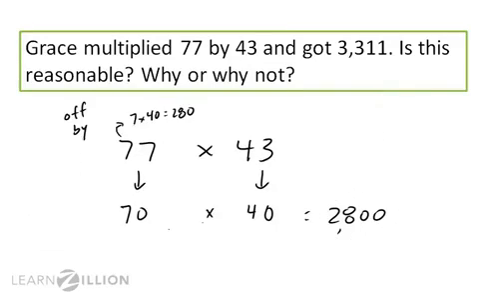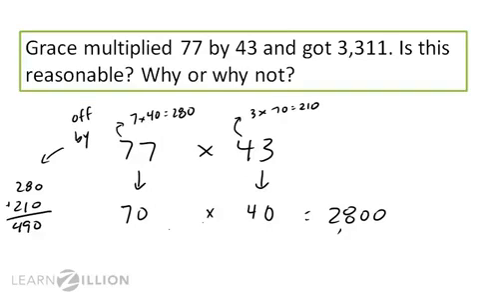Well, 70 was off from 77 by 7. That difference of 7 multiplied by the 40, the other factor, gives us 280 that we were off by. 40 was off from 43 by 3. The difference of 3 multiplied by the 70, the other factor, gives us 210 that we were off by. So altogether, we were off by 280 plus 210 equals 490. That was our error. That's how much we missed it by. Our front-end estimation was off by 490, about.